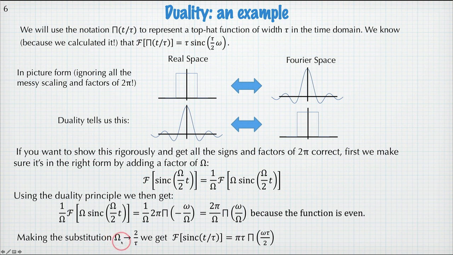And we can make a substitution here that big omega is 2 on tau, if we wish, and then we get that the Fourier transform of sinc of t on tau is pi tau times top hat of little omega tau on 2. And so we've computed the Fourier transform of a scaled sinc function using the duality principle, not actually having to integrate anything. So what this is telling you is, once you've computed the Fourier transform in one direction, you don't then have to go and compute the transform explicitly in the other direction. You can figure it out using the duality principle.